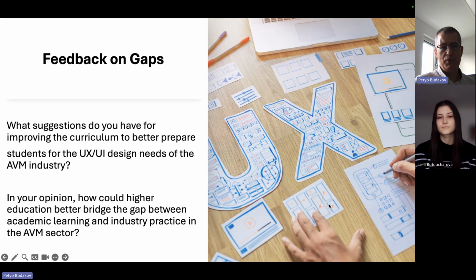And the last chapter is about feedback on gaps. There is always room for improvement, and therefore we have the following two questions. What suggestions do you have for improving the curriculum to better prepare the students? Just be very brief. What do you believe could go better, according to your valuable feedback?